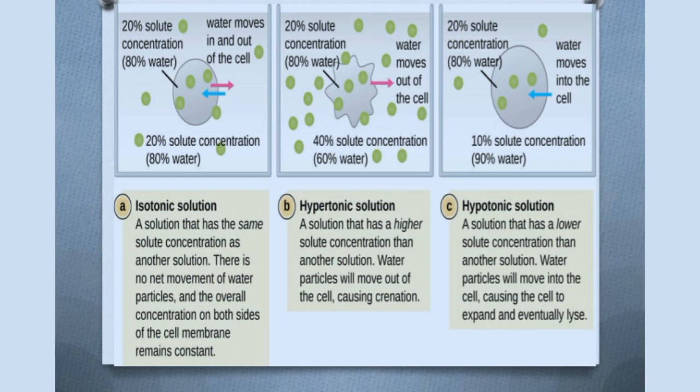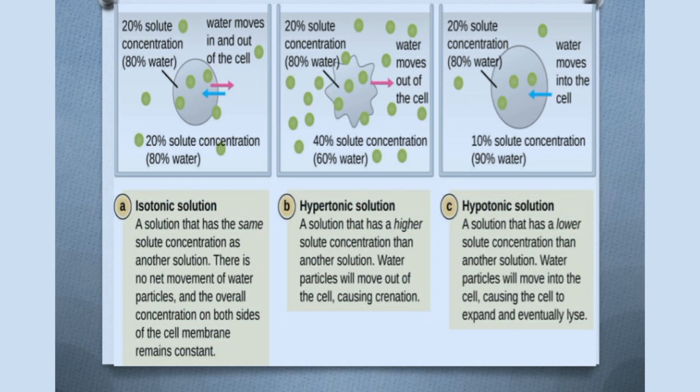The Ringer solution is a solution containing various salts isotonic to that of the body fluids of an animal. See in figure, 20% solute concentration and 80% water. Outside also the same concentration is there, that is 20% solute, 80% water. So water moves in and out of the cell, and the overall size of the cell remains constant.